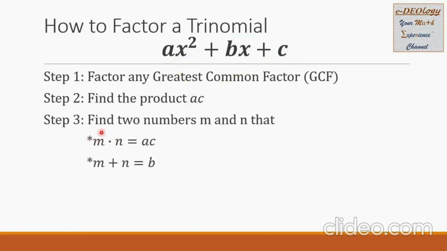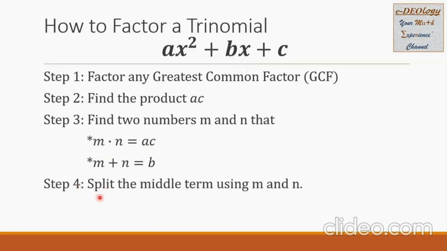Step 3, we're going to find two numbers m and n, such that if we multiply the m and n, this is equal to the AC. This AC is coming from step 2. Also, if we add the m and n, m plus n, it must be equal to the b. And this b is the coefficient of the x in the middle term of the trinomial.